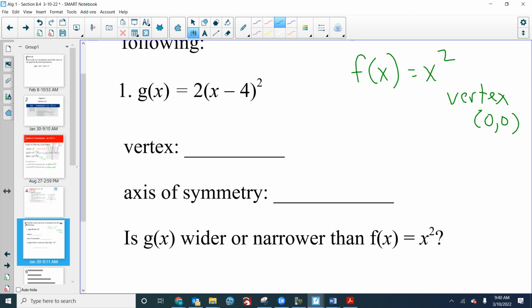All right, guys, here we go. Vertex. What movement's going on? Okay, we don't care about this 2 yet. We'll talk about what that 2 does in a second. x minus 4, quantity squared. It's going 4 to the right. So what's my new vertex? 4. There you go. Right? It went from 0, 0 to 4, 0.